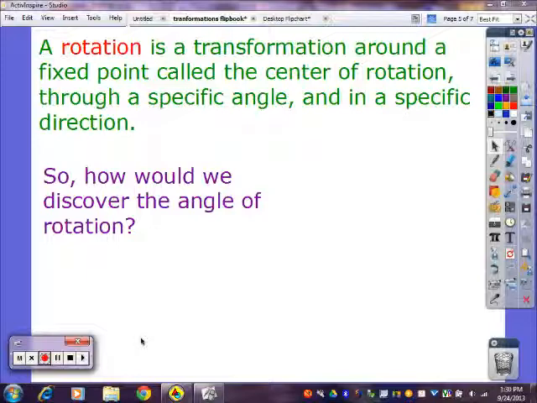So by definition, a rotation is a transformation around a fixed point called the center of rotation through a specific angle and in a specific direction. So it's not enough just to turn a figure. I've got to have a center of rotation in order for it to be a legitimate rotation transformation. So, how would we discover the angle of rotation?